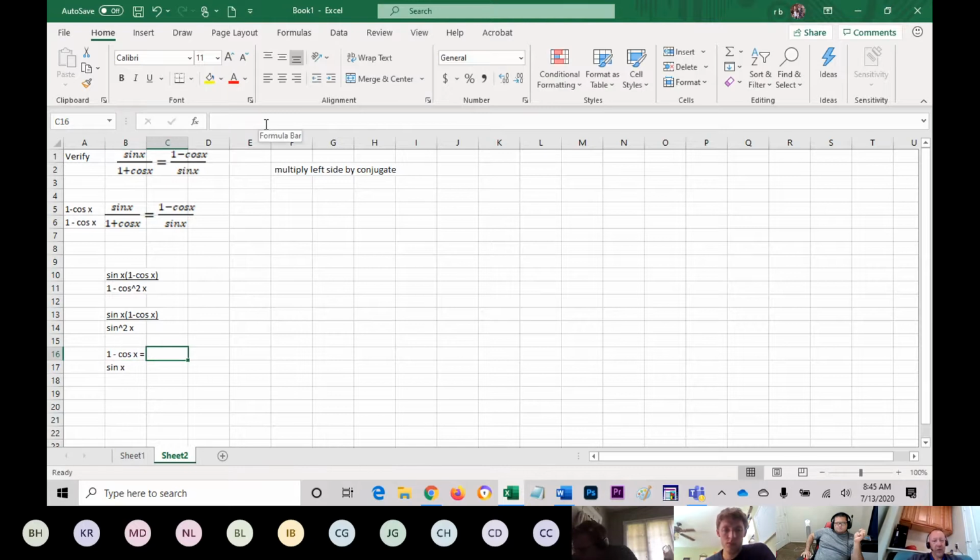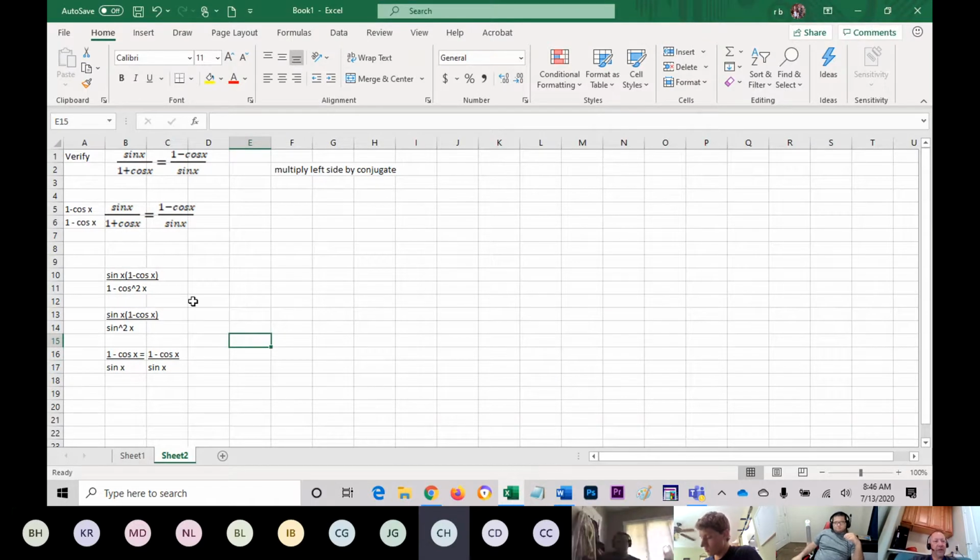equals 1 minus the cosine of x over the sine of x. And of course, we'll make this look like a fraction. Boom, boom. Okay, so we have now verified. We've turned the left side into the right side, essentially.